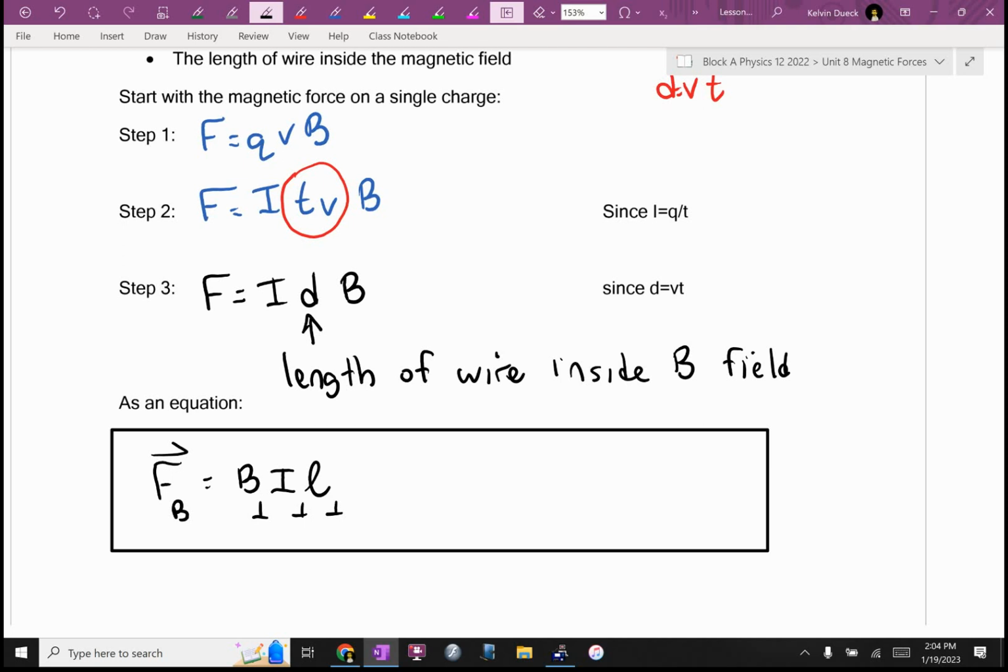Yes? Okay. When do I use that? When I have a wire. What's the hint that you need to be using a wire? Current. The I. Okay? What's the hint that you have to be using an individual charge? Q for the QVB. So you got to keep your terminology straight. There's sort of variations of each other.